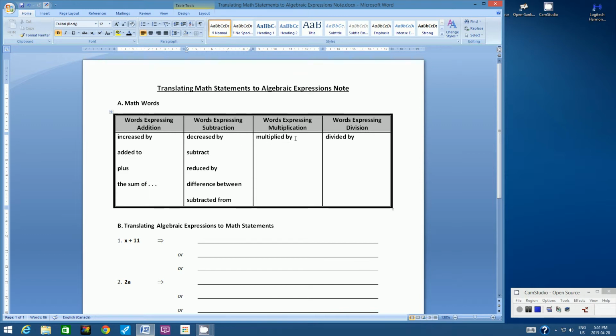Okay, let's go to the next column. Words expressing multiplication. We have multiplied by. And then we have a good one here, the product of a number and 4. And we can use double, we can use triple, we can use quadruple.